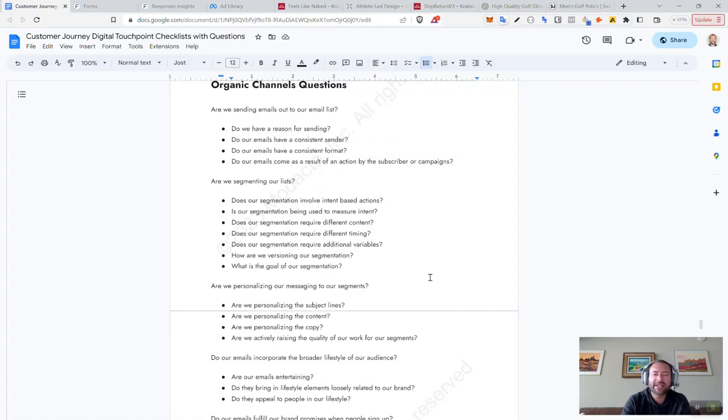Different content, different timing, additional variables, versioning, goal. Start in reverse. What's the goal of our segmentation? Are we trying to personalize a message? Are we trying to segment people by intent based actions? What are we doing to figure out why we're segmenting? I think people have this idea and everyone tells them, oh, you should segment, segment, segment. But really, what that is, it's usually an agency or an email person that's taking a small subset of your list that they know is highly active that's going to juice their numbers so that they can report that they have a high open rate and a high conversion rate.